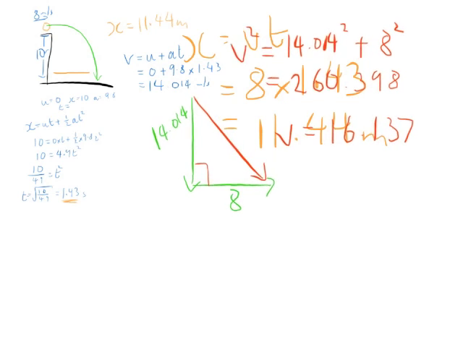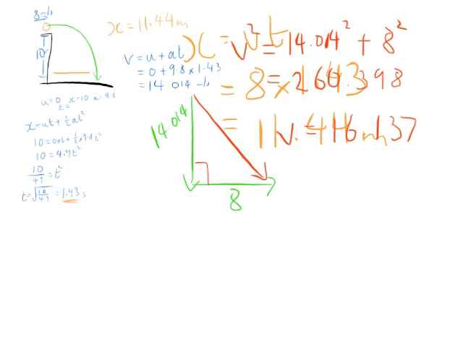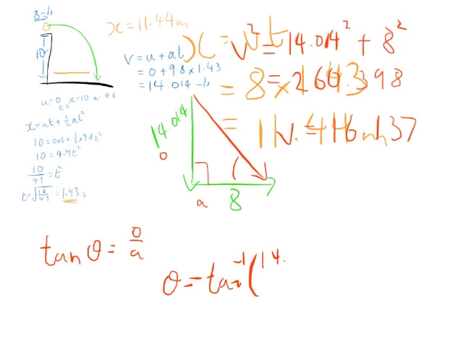If you are asked to find the direction, so the angle here, we just use that. This is the opposite side of the angle, and this is the adjacent side, so we use tan, because tan theta equals opposite over adjacent. So then theta, using our inverse trig, equals tan inverse of 14.014 divided by 8, which if you put that into a calculator gives you 60.28 degrees.